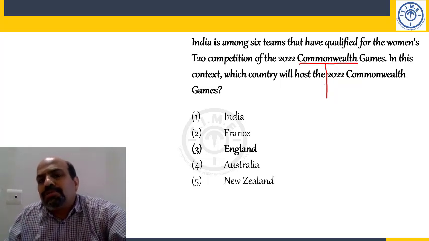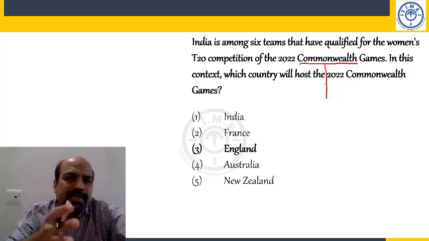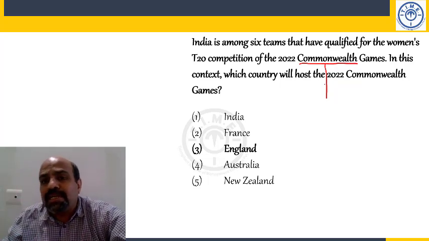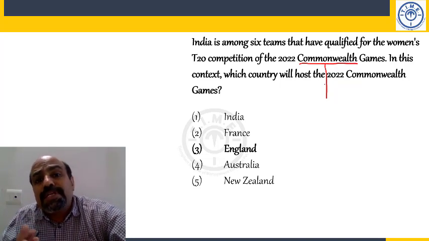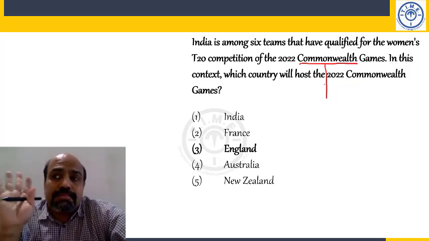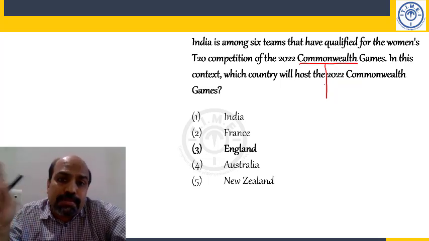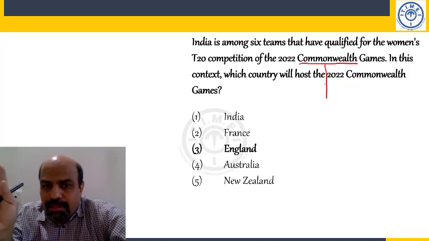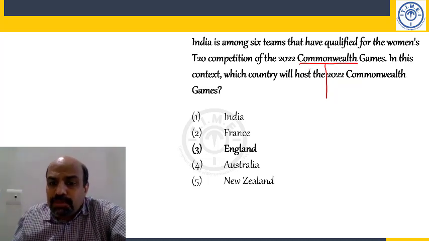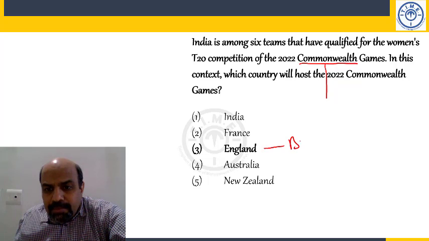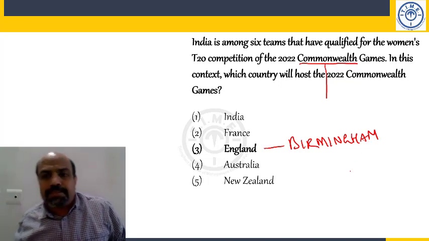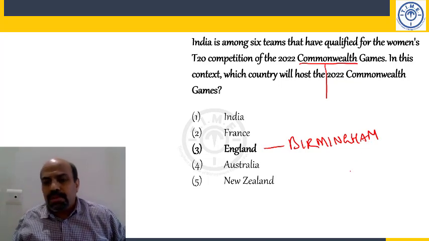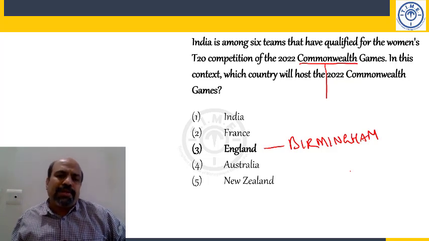Now, I need you to understand. Maybe in the next class, I'll tell you the difference between England and all that. I need you to understand here that almost all of these Commonwealth countries have been members of the British Empire. They were part, at some point, of the British Empire. They were ruled by Britain in one way or the other. Now, 2022 will be held in Birmingham. That's a city. Birmingham in England. Birmingham, England. Okay?